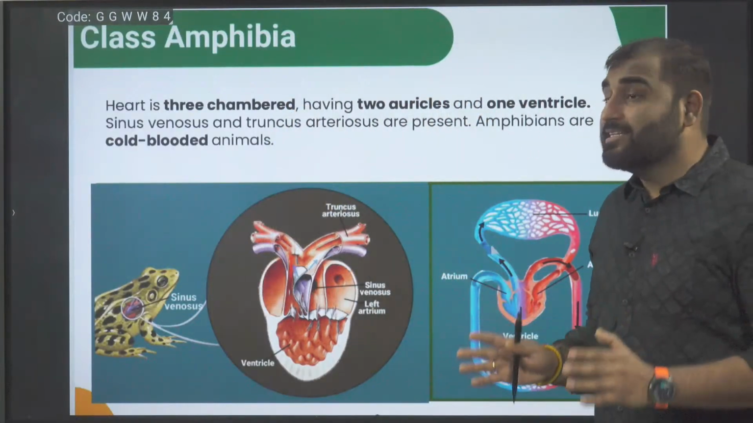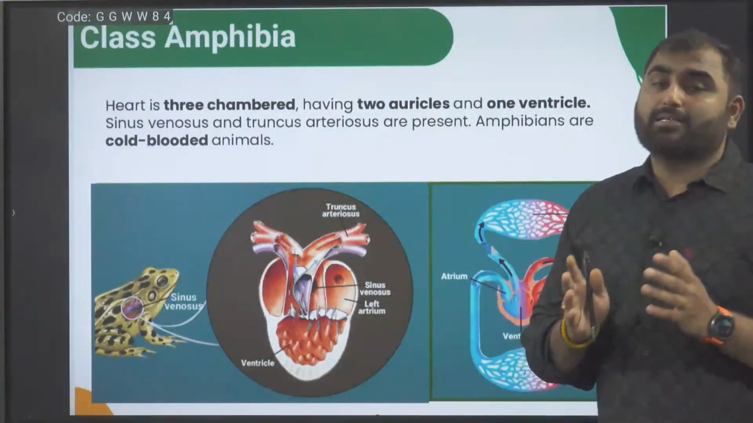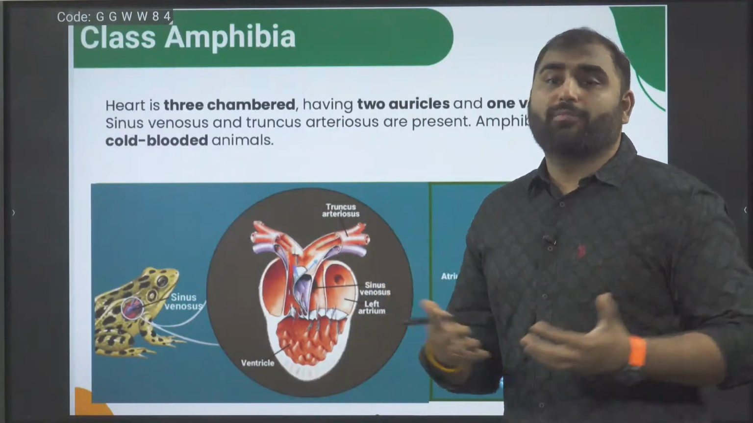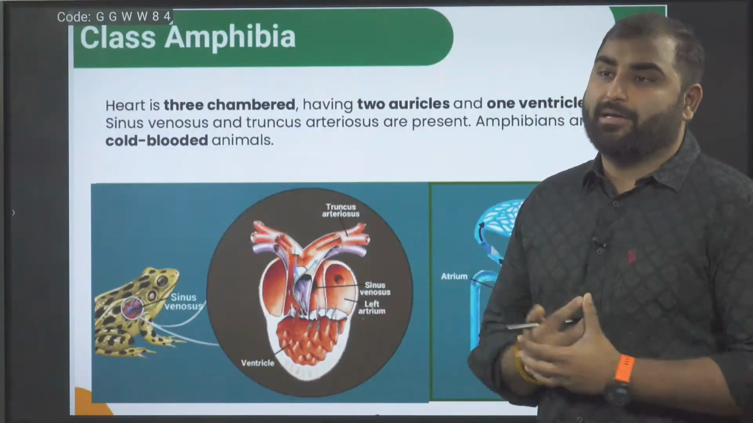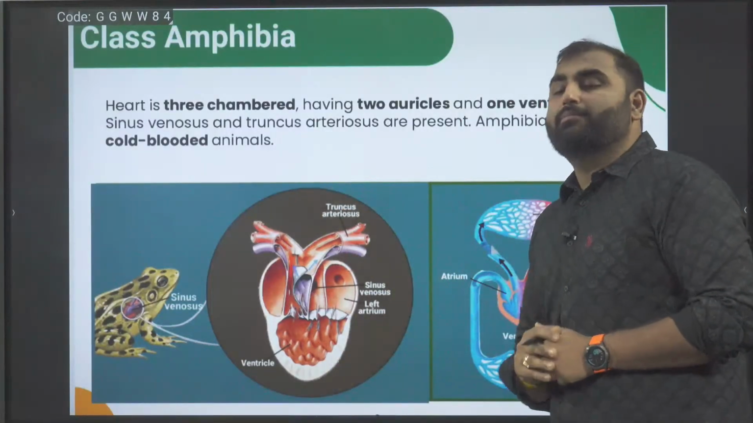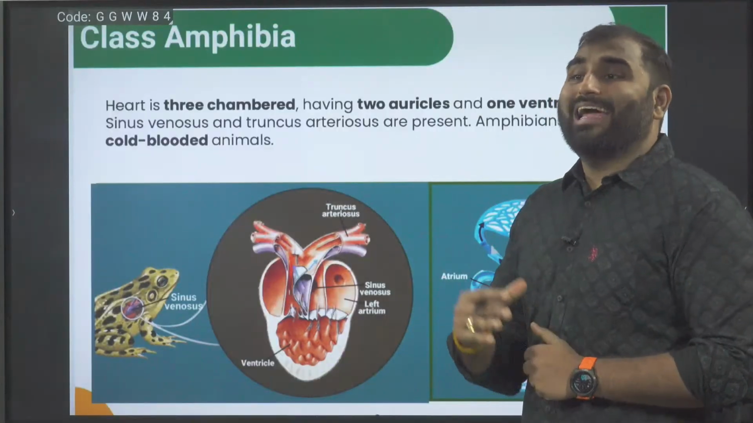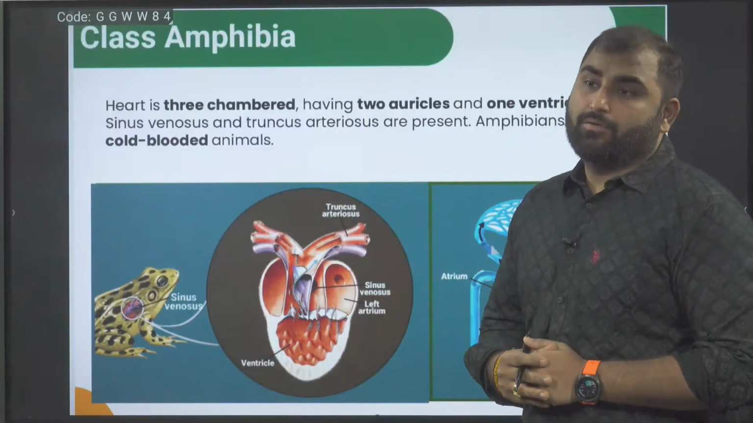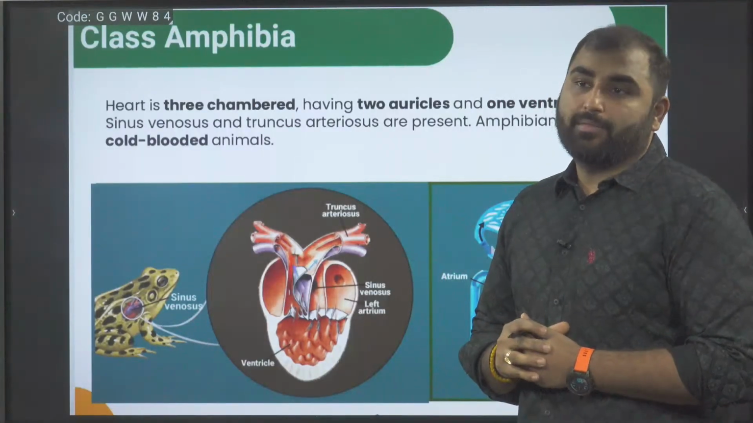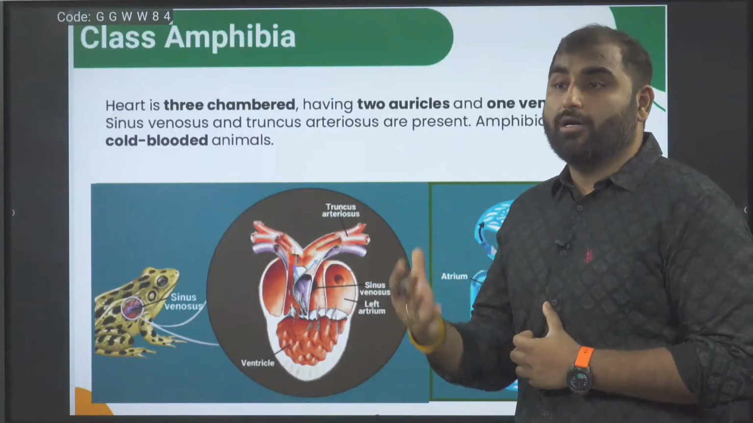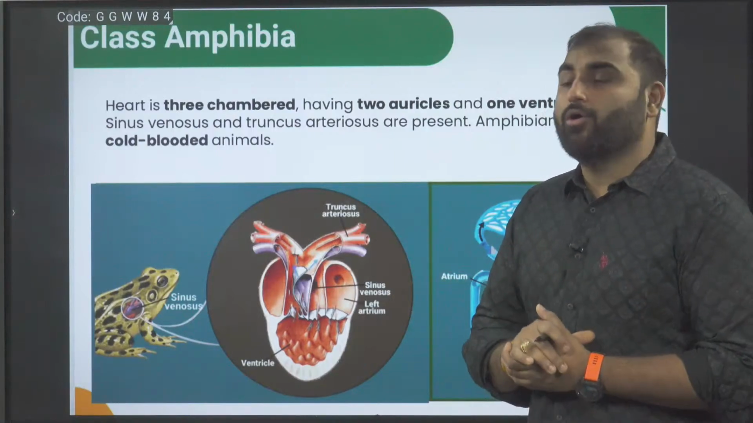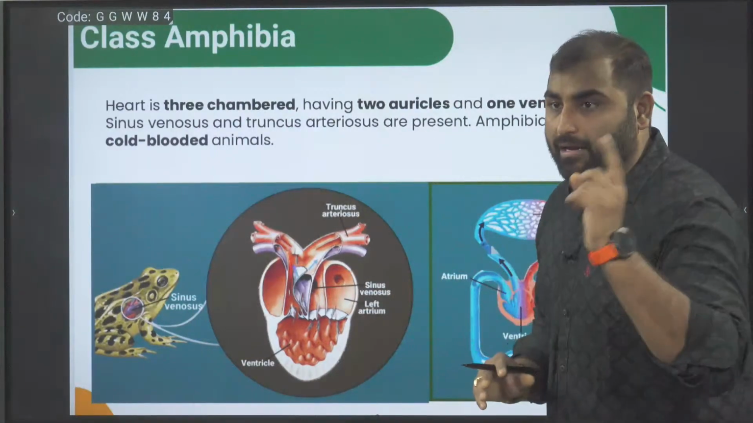Now, since their blood is getting mixed, their oxygenation level is not good. So they cannot do a lot of aerobic respiration, and a lot of energy production cannot happen. That's why they are not warm-blooded animals. They are cold-blooded animals, poikilothermic or ectothermic, so they have to adjust to the external environment. If it becomes too hot or too cold, they have to go into a hibernation or estivation state. Are we clear with this, guys?